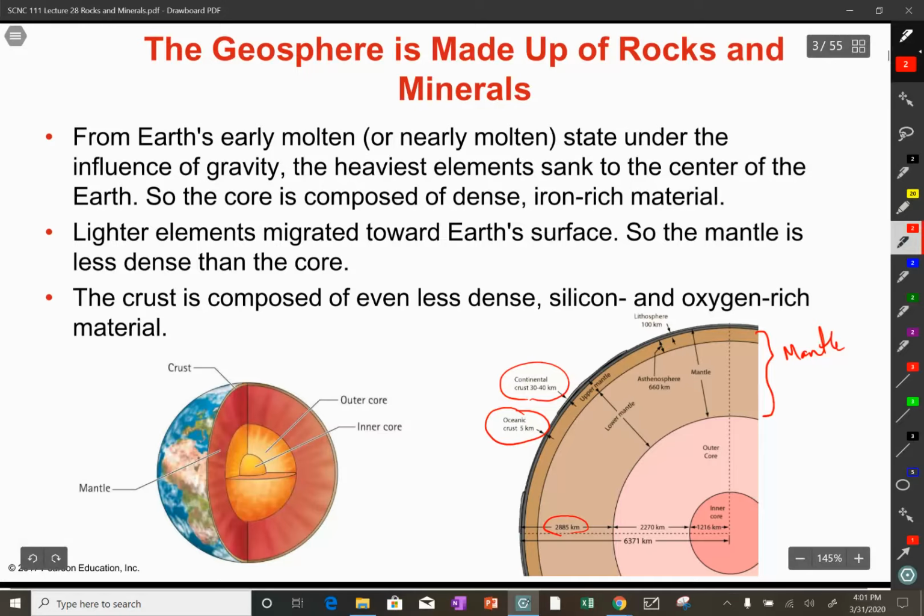So we have the upper mantle, the lower mantle, and then under the mantle we have the outer core. This outer core is liquid. So it's molten rock, what we call magma.